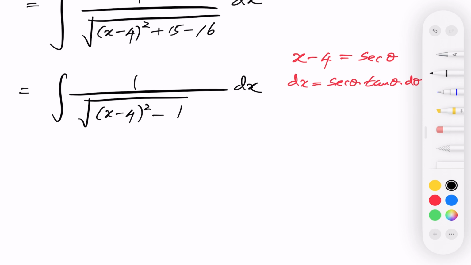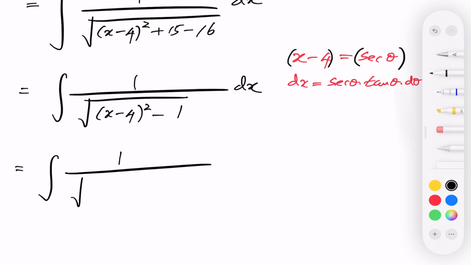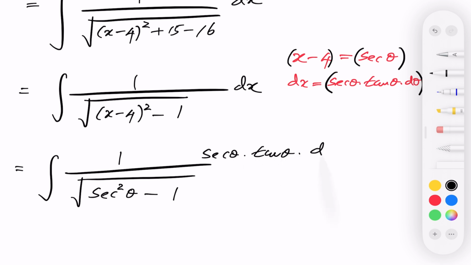Then we get dx being equal to the derivative of secant theta, which is secant theta tangent theta times d theta. Now we can go ahead and use them in this integral. It's now equal to the integral of 1 over square root, where x minus 4 is equal to secant theta, so x minus 4 squared is equal to secant squared theta, and then we have a minus 1. Complete the square root, and then we have dx, which is equal to secant theta times tangent theta times d theta.